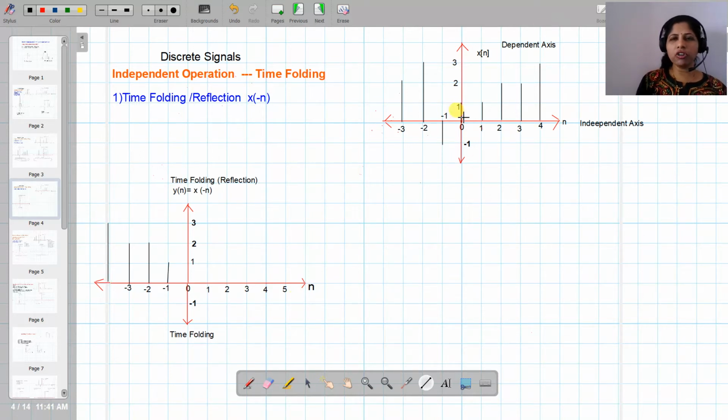In the same way, on 0 the amplitude is 1, which remains on 0 itself. On the negative side, at -1 the amplitude is -1, which comes on the positive side. At -2 the amplitude is 3, which again comes on the positive side. At -3 the amplitude is 2, which comes on the positive side. So observe the nature of the signal. The positive samples come on the negative side and negative samples come on the positive side. That's why this operation is named time folding, which is represented by x of minus n.